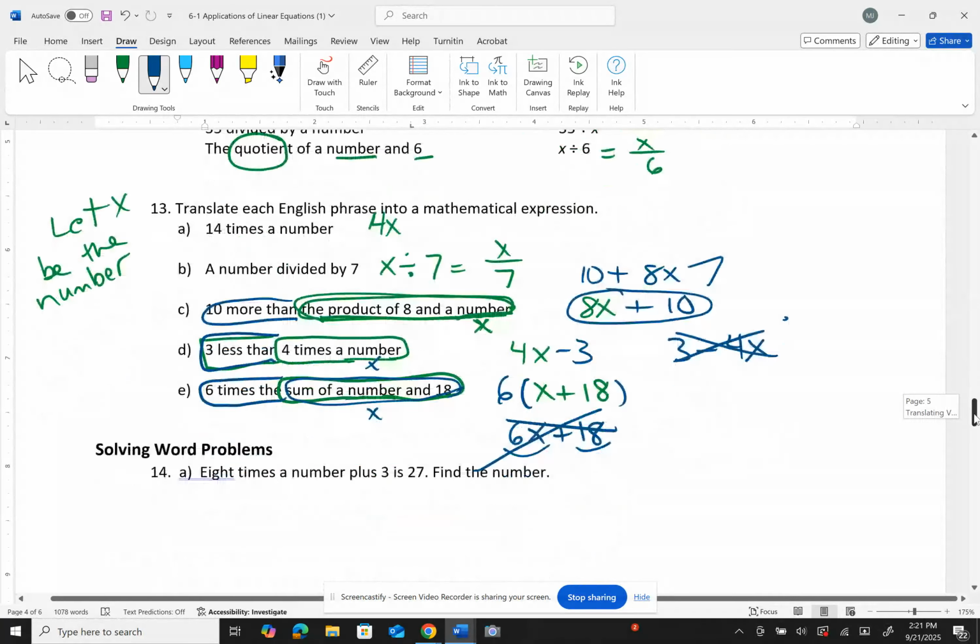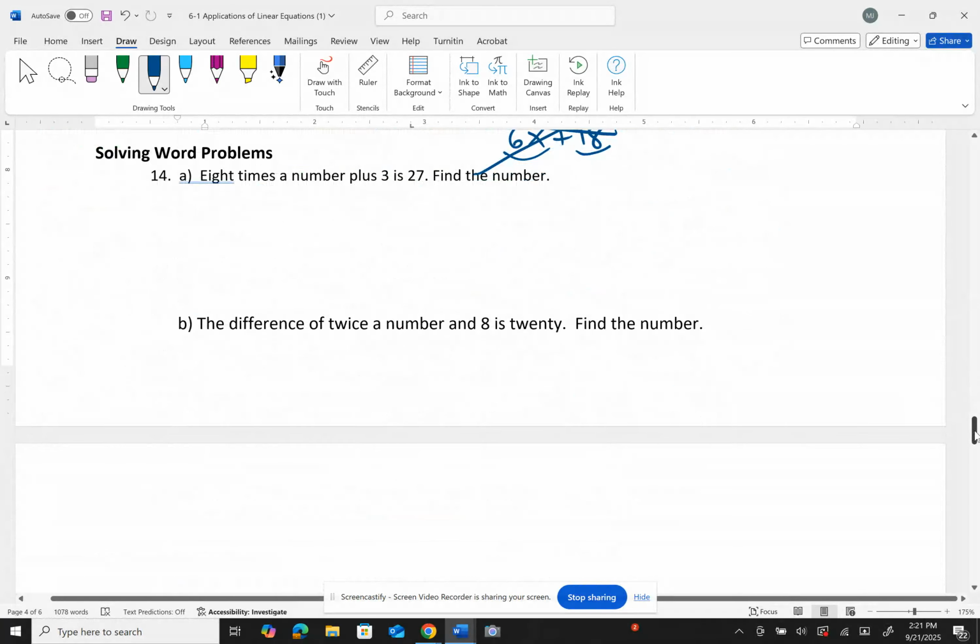All right, now let's proceed to trying to actually set up and solve a word problem using equations. Okay? So on these, we don't want a guess and check approach. The whole point is solving word problems by using equations.